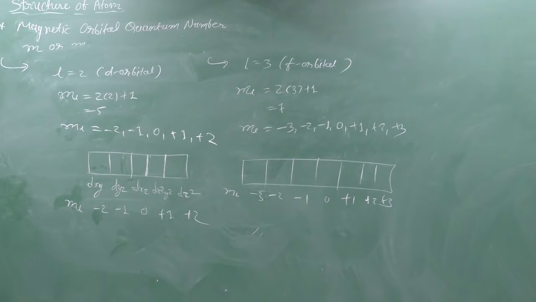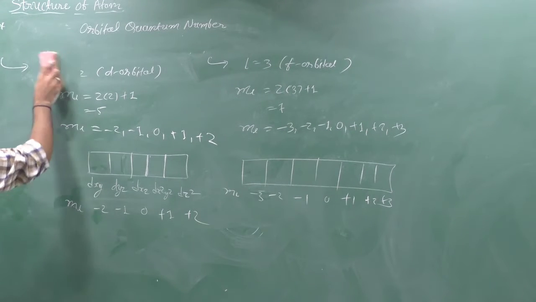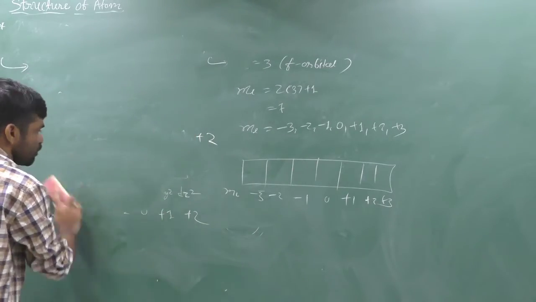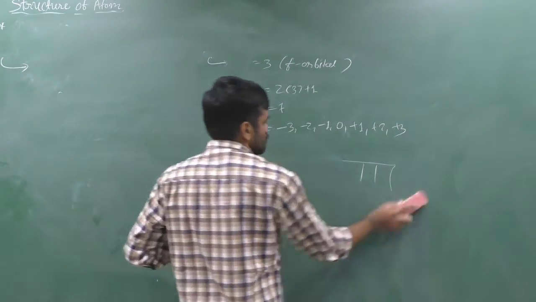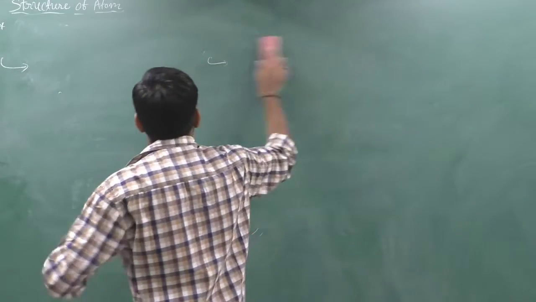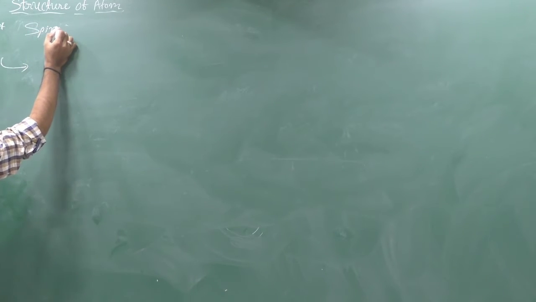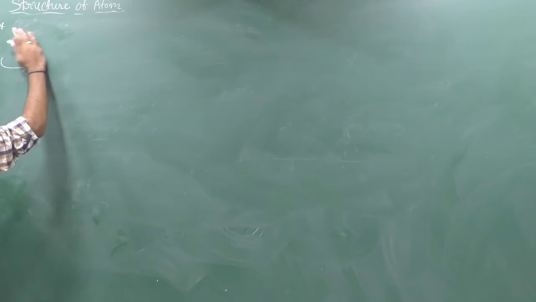And the last quantum number is the spin quantum number, or electron spin quantum number, whatever. Both are the same.